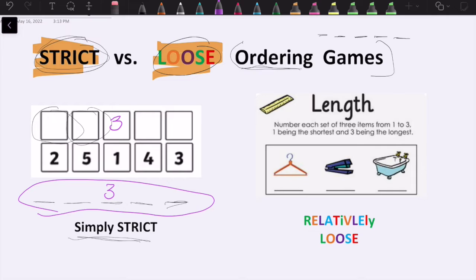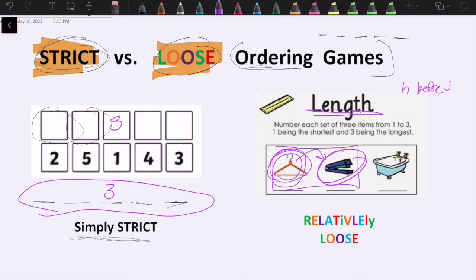On the other hand, if it is a loose ordering game, this means that we're just talking about relative to each other. I pulled a kid's worksheet here where we're talking about length, and let's say we had a hanger and a stapler. The rule here would say the hanger must be measured before the stapler. Well, all we're talking about is the hanger relative to the stapler, right? But we know the hanger is going to come before the stapler.